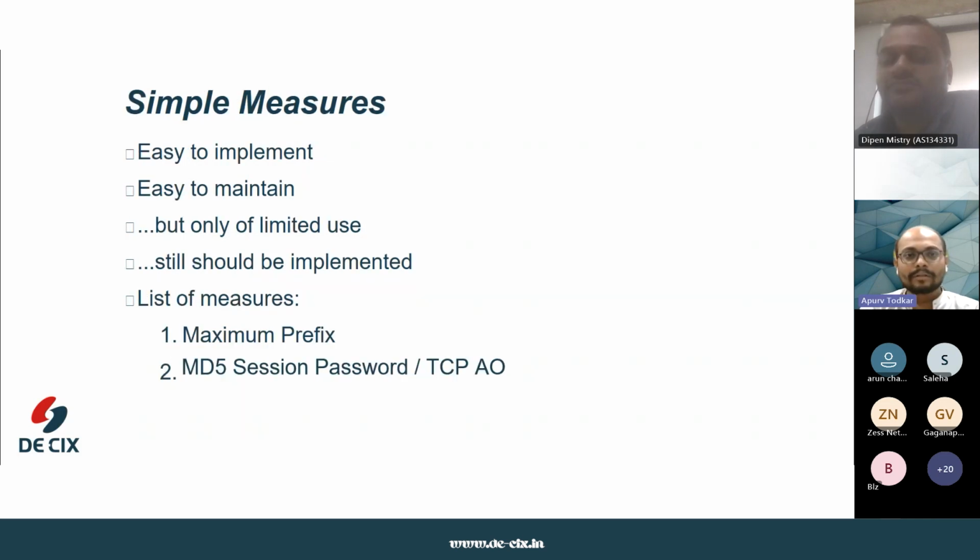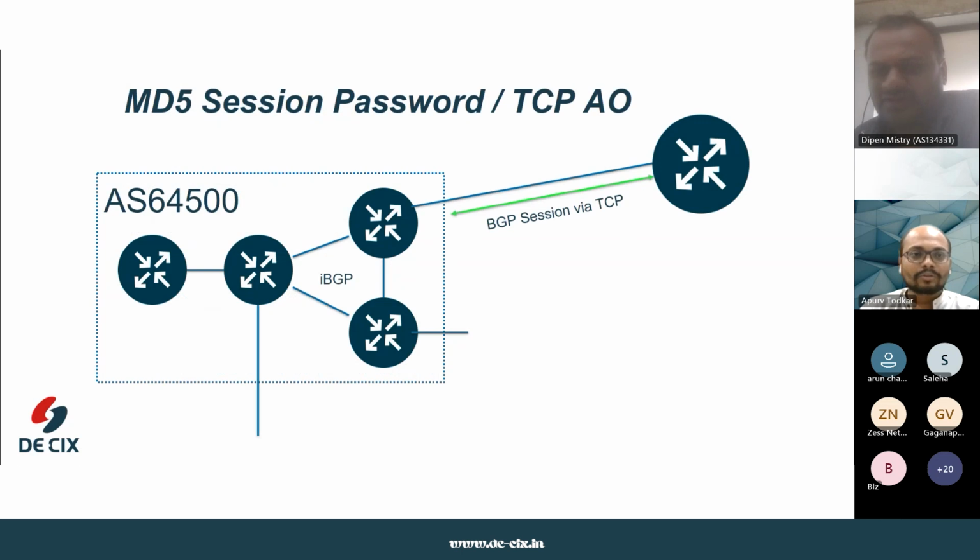So let's talk about MD5 and session password for TCP authentication. This method is used to protect BGP sessions from attacks, particularly crafted TCP reset packets. Here is how it works. Imagine you have a BGP session and someone sends a malicious TCP reset packet to your router. This packet can tear down your TCP session, thereby disrupting your BGP session.